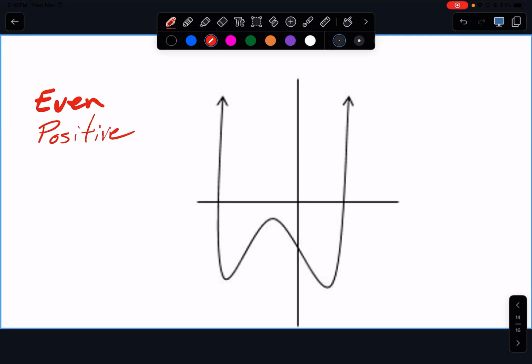Okay. Now, the number of zeros or solutions. For those, we're going to look right here. How many do we have? 2. So we're going to say there's 2 solutions. Remember, our solutions are just our x-intercepts.